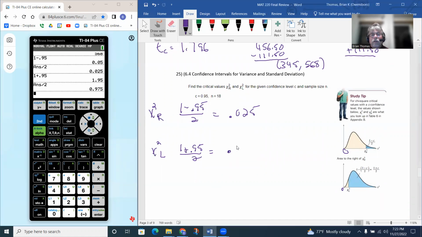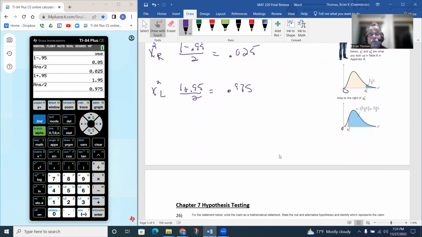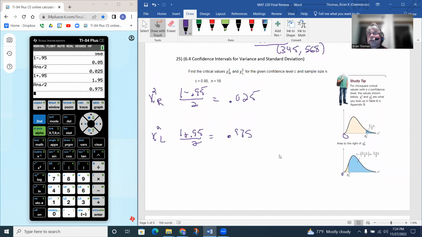Now, what do we do with these values that we just found? These are the areas under the curve, I should say. To find chi-squared R, this is going to be my area under the curve, and I still have to use the table. So let me see if I can find my table for this. Let me pause my video for a second and pull up a chi-squared table here.